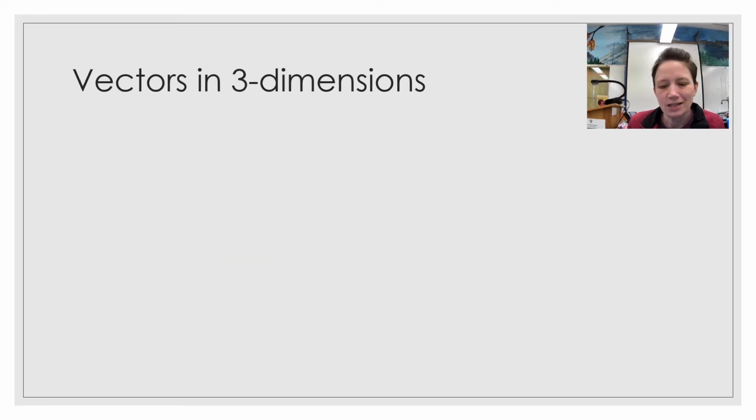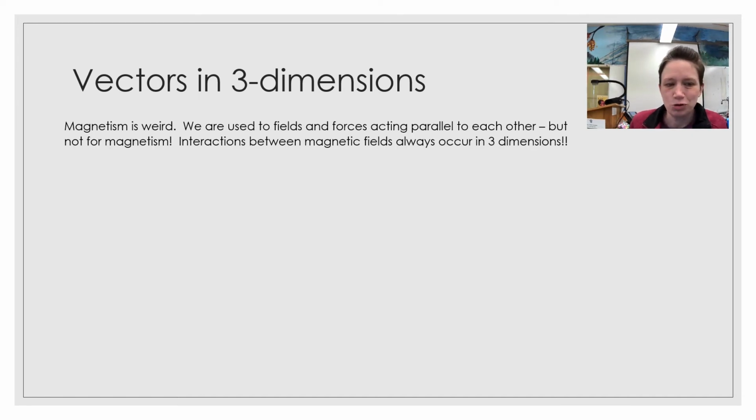So that equation on the last slide let us calculate the magnitude of magnetic field. And as you'll discover in this unit, finding the magnitude of things in this unit is actually the easy part. The challenging thing in magnetism is figuring out the direction that things are going to act. And the reason is because magnetism is really weird.